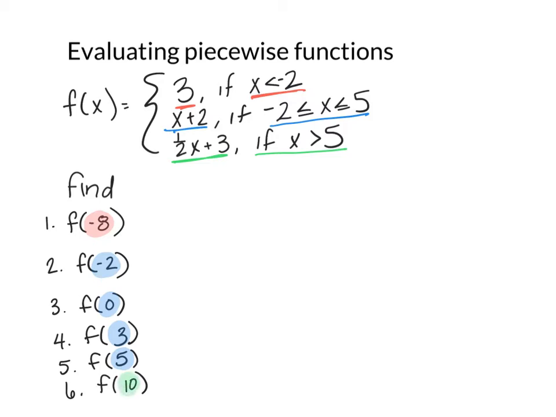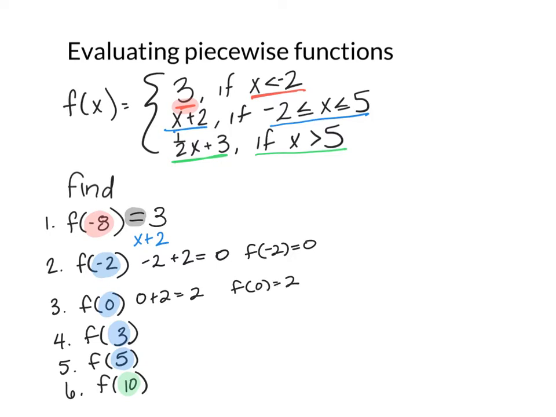Now we plug them in. Every time I plug it into the red, the answer is 3. So f of -8 equals 3. For the blue equations, I'm plugging it into x plus 2. So I get -2 plus 2 equals 0. So f of -2 equals 0. Still x plus 2, so 0 plus 2 equals 2. So f of 0 equals 2.